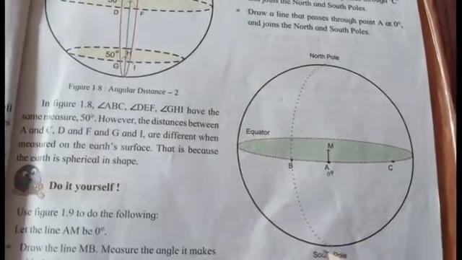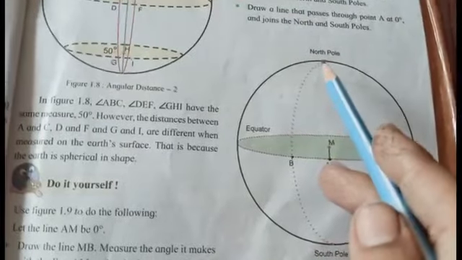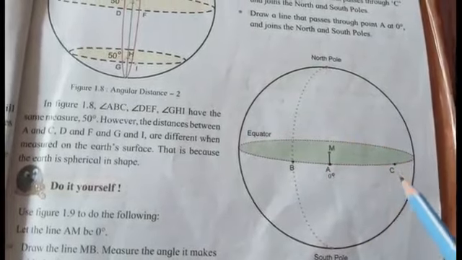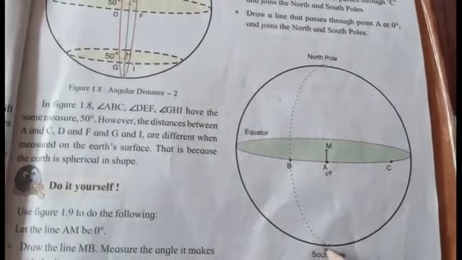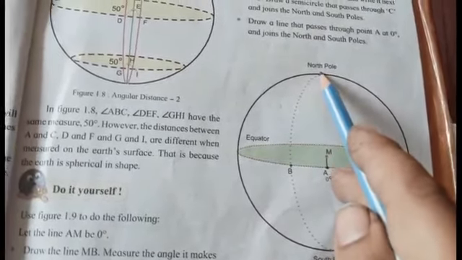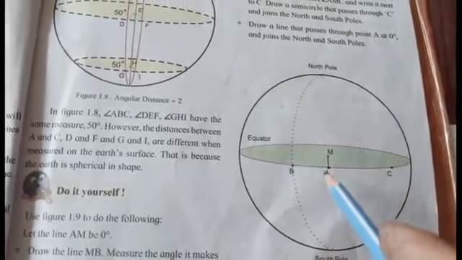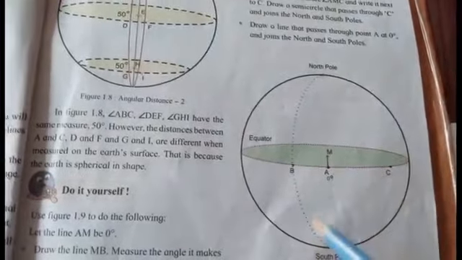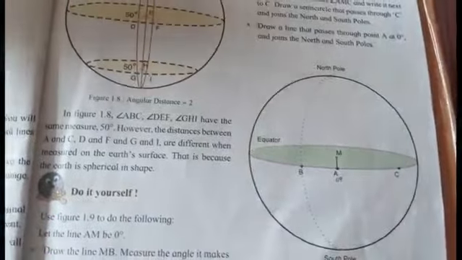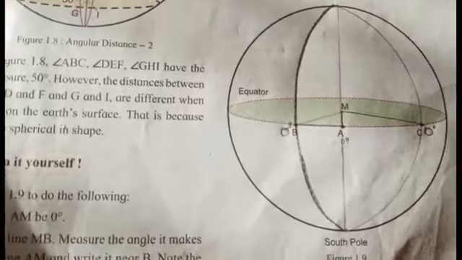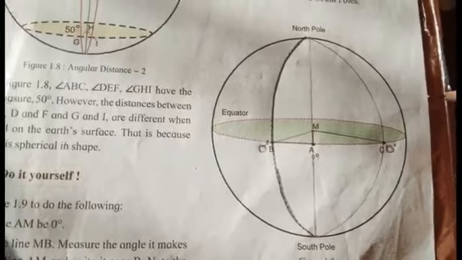from the north to the south pole. Again, we have to draw a north-to-south pole semicircle passing through point C. And we have to draw another line from the north pole through point A to the south pole. Like this, we have to make a construction in this figure. Like this we have to draw our figure.